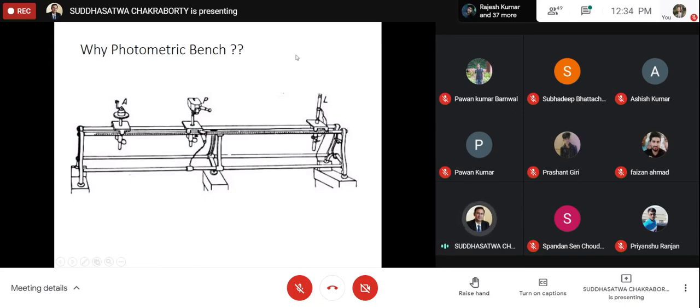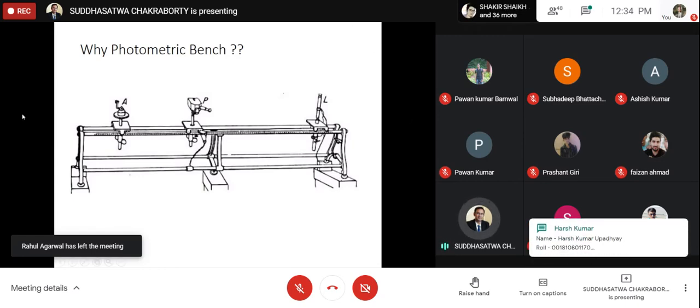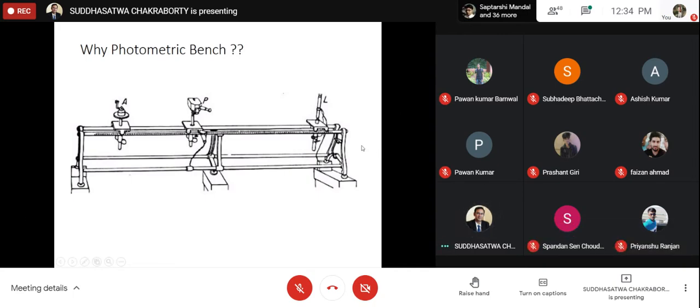Number one is accurate distance measurement. Number two is to ensure the best alignment, in such a way that my measurement will be absolutely free of error. So those are the two fundamental reasons why photometric benches are preferred, and our experiment is also done on that photometric bench. But definitely it doesn't mean this experiment can be performed only with the photometric bench. It can be performed with any other setup, but using a photometric bench, we are going to get the most accurate result.